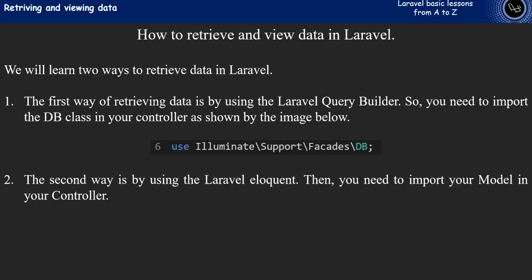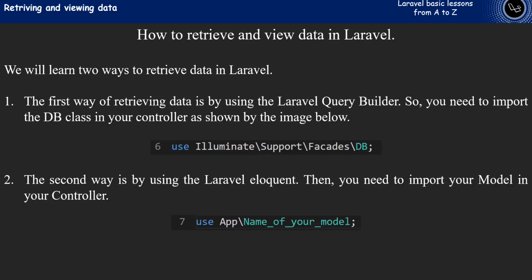By using Laravel Eloquent, you are really using the model concept in your Laravel project, so it is very clear and very simple. But you can also use the Laravel query builder. For the second way, you also need to import your model in your controller. You say use App/name of your model, and you can retrieve and view different data from your database in the Laravel PHP framework.